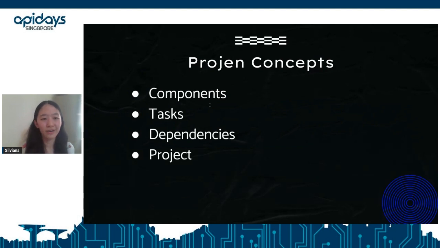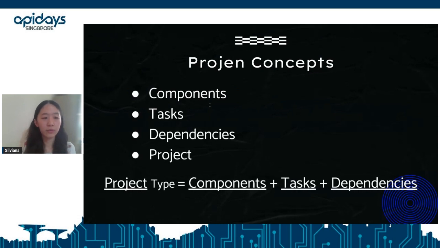Moving on, tasks are used to implement your development workflows. So you can define your build task or your compile task, etc., to interact with your project. Then the dependencies are the meta models to represent the project's dependencies. And our project types are a combination of those three things. So the components, tasks, and dependencies make up a project type.